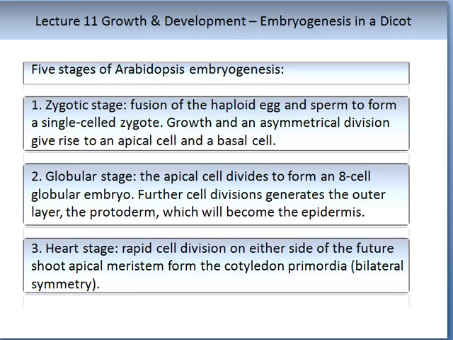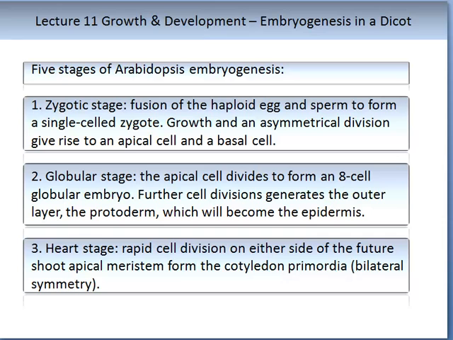Arabidopsis is a small plant used by many plant scientists as what we call a model plant. That is, a lot of time and research funds have been spent on identifying components and physiology of this plant. This is then related to the rest of the plant kingdom. There are 5 stages of Arabidopsis embryogenesis.